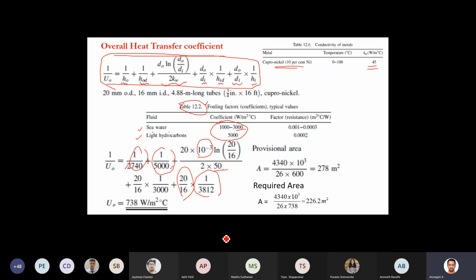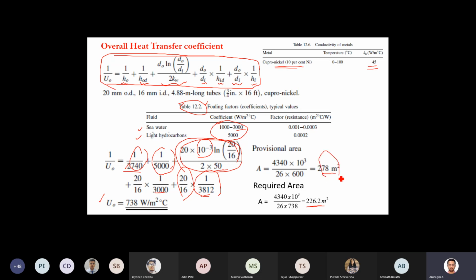Okay. So what is the problem here? It is around 3000. It is 4000. So this dirt factor will minimize the value. I think this is the major resistance here. Okay, this is U calculated. So calculate the provisional area. This has been calculated already. So the required area is 226.2 meter square.